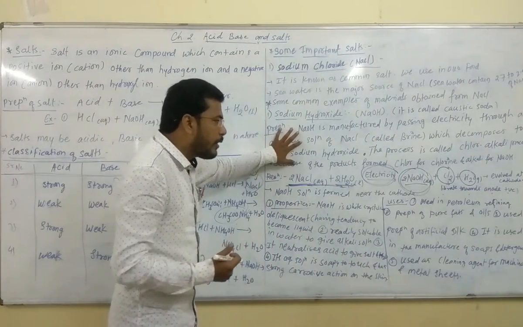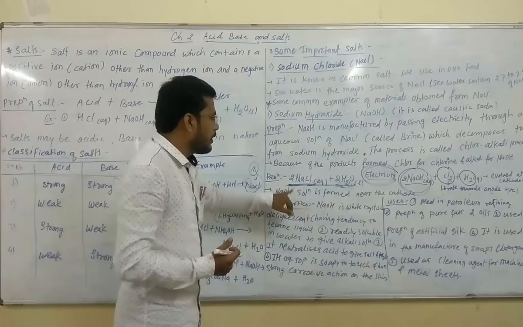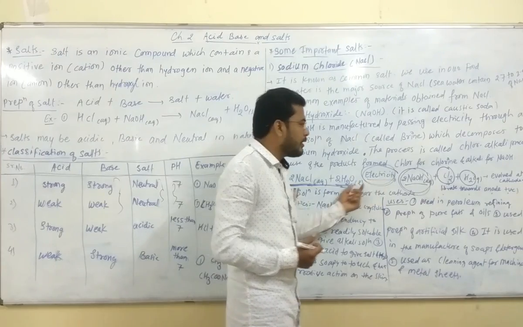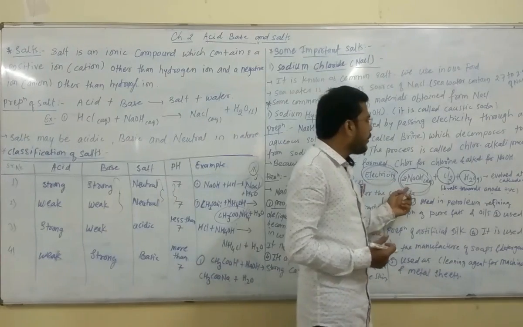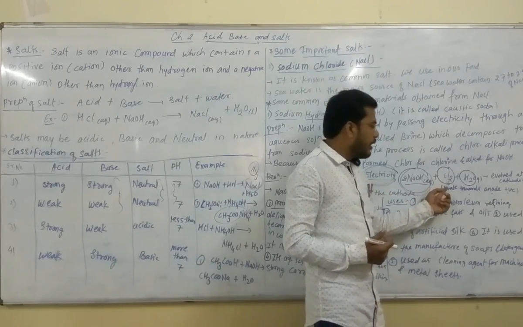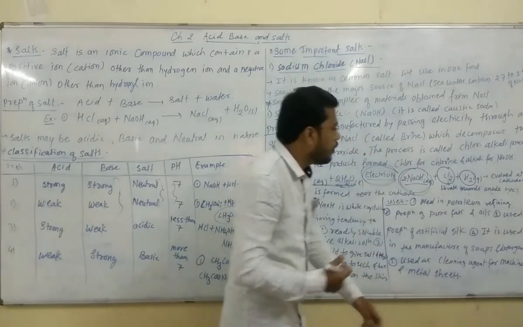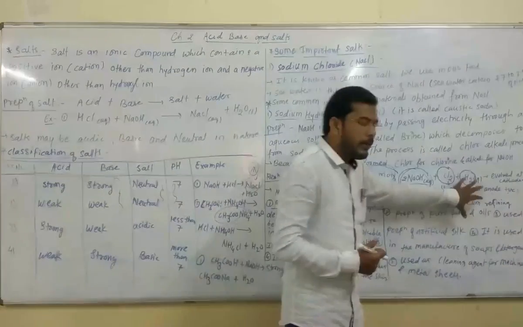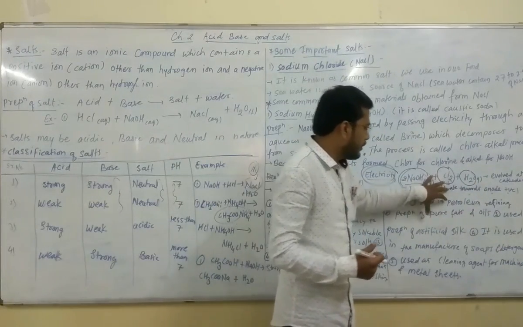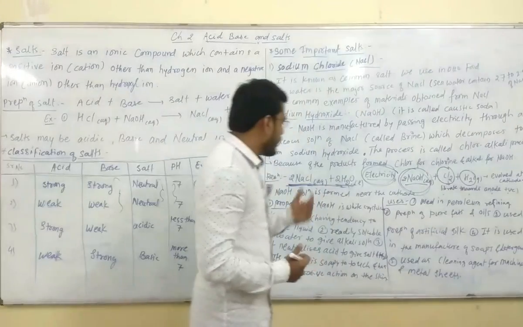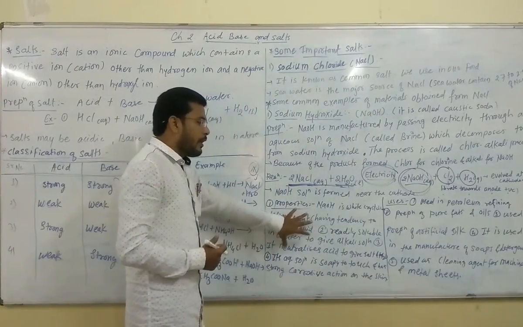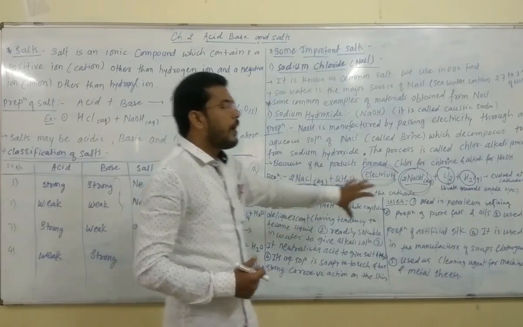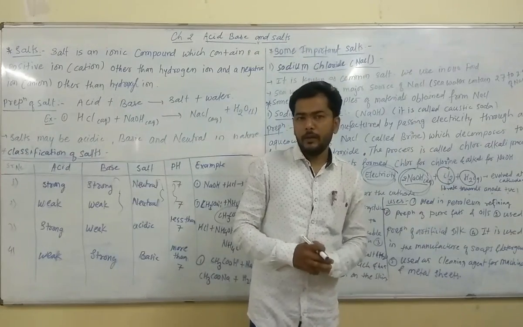In this way we prepare NaOH. NaCl reacts with H2O on passing electricity and decomposes into NaOH. It forms Cl2 and H2 as well, which are gathered at the anode and cathode. We also see some properties and uses of NaOH.